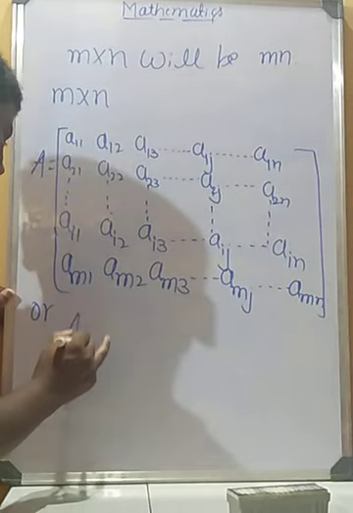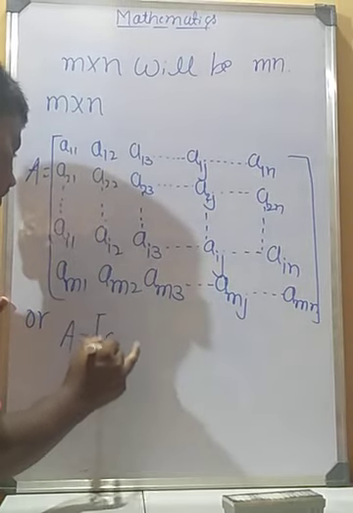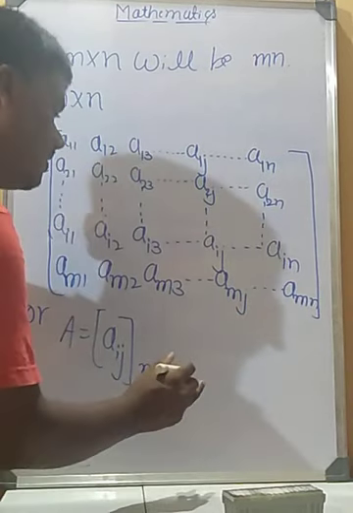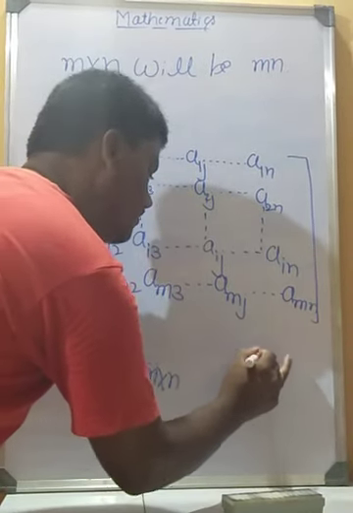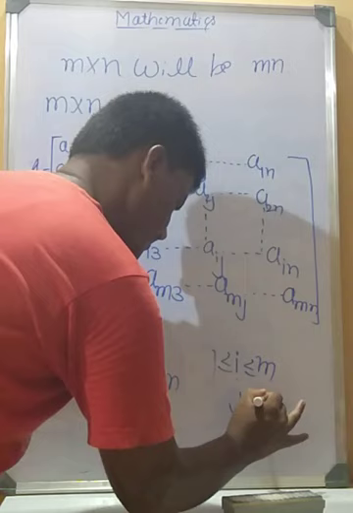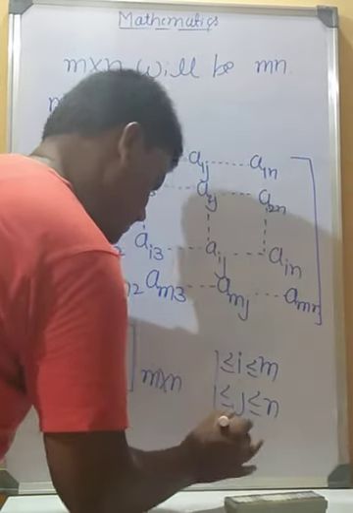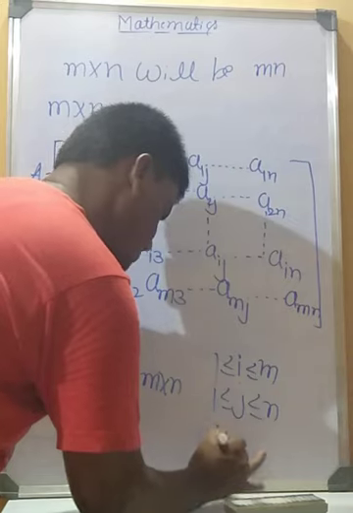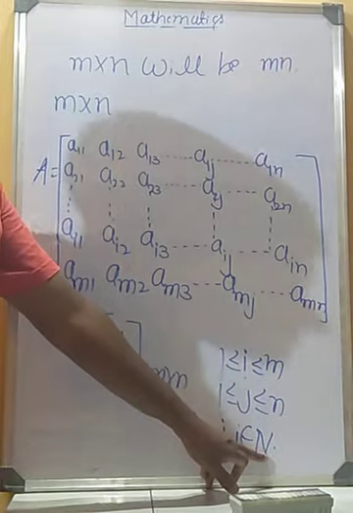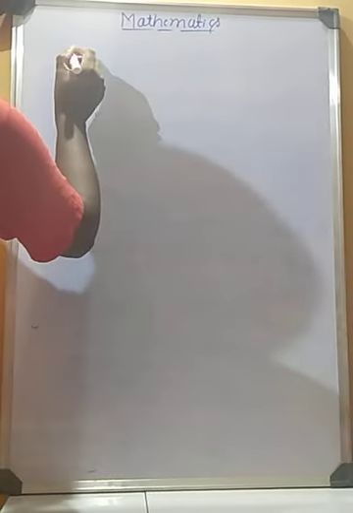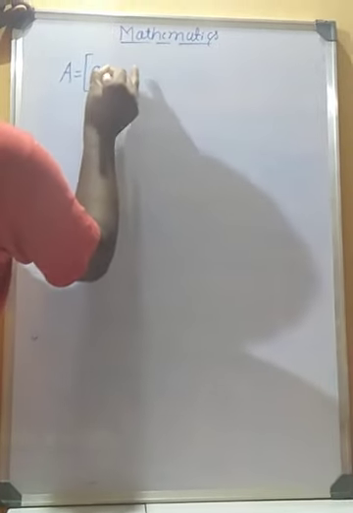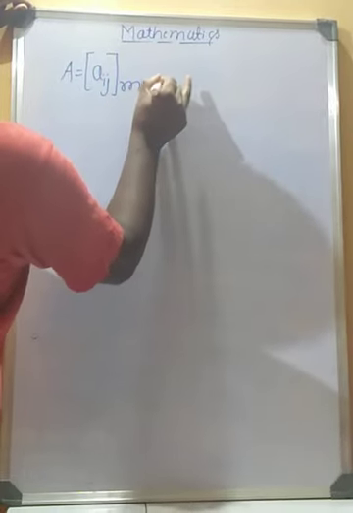Or matrix A is equal to Aij, order is m cross n, where i is less than or equal to m, greater than or equal to 1, j is less than or equal to n, greater than or equal to 1, and i, j belong to N. N is the set of natural numbers. Again, A equal to Aij, order is m cross n.